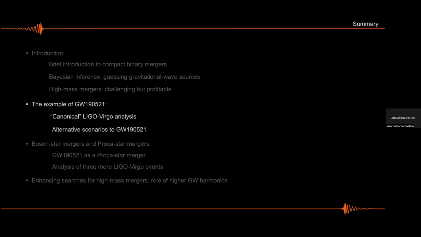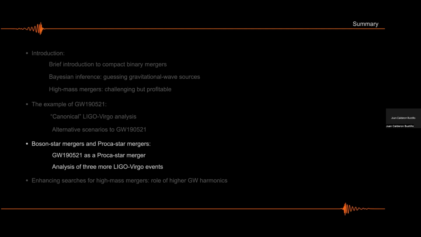So then I will focus on a concrete example of a high mass merger, which is that of GW190521, which is a gravitational wave we observed in 2019, and that has been really followed up by many studies providing many different interpretations of this event. So we'll discuss the original, or call it canonical, version that we provided within LIGO and Virgo. And then I will go a bit to the alternative scenarios that have been discussed for this wave.